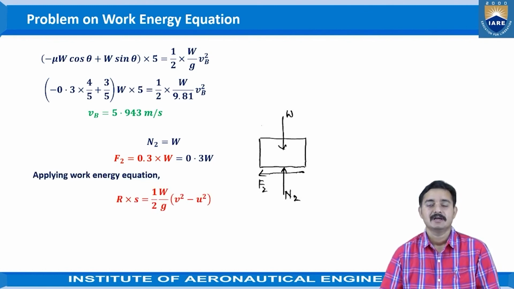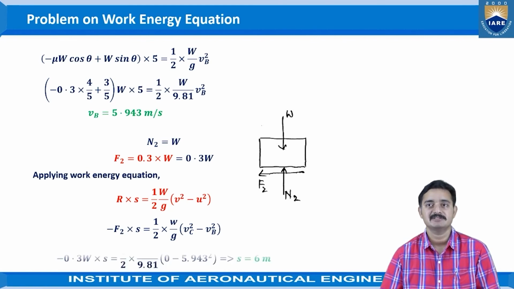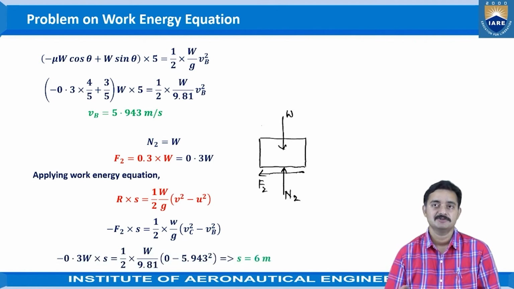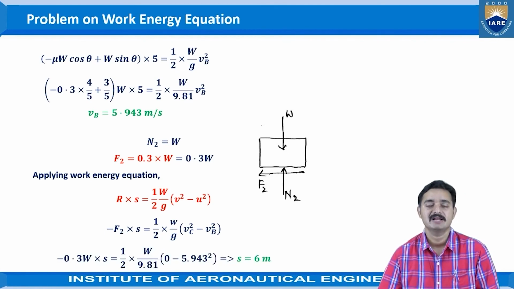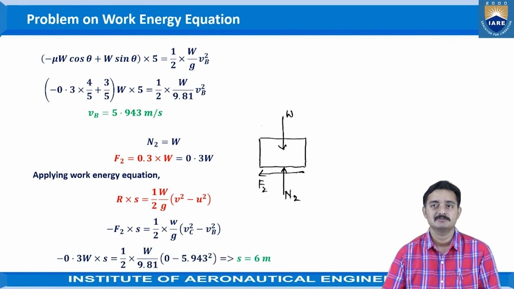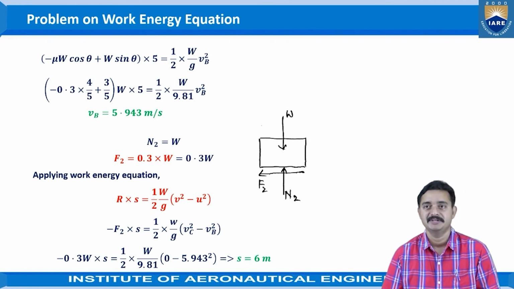0.3 W. Hence, applying the work energy equation, R into S is equal to 1 by 2 W by G (V square minus U square). We can get the value as minus F2 into S, that is equal to 1 by 2 into W by G (VC square minus VB square). And when we substitute all the values given here, we will obtain the distance to which the object moves after sliding down the plane as S is equal to 6 meters.